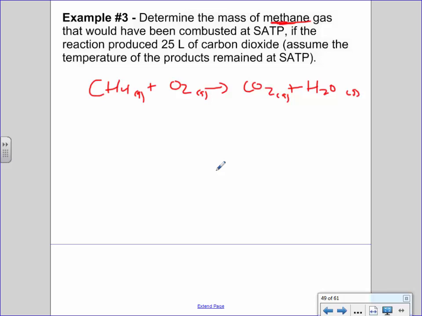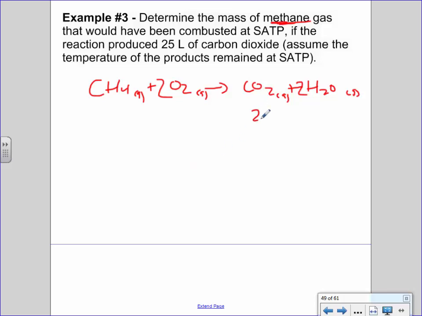Okay, next step. We already know, though, that balancing this equation is going to be important, because if we don't have the equation balanced, we're not going to be able to multiply by the right ratios. So to balance it, you're going to need a 2 here to balance the hydrogens, and a 2 here to balance oxygen. Pretty good so far?